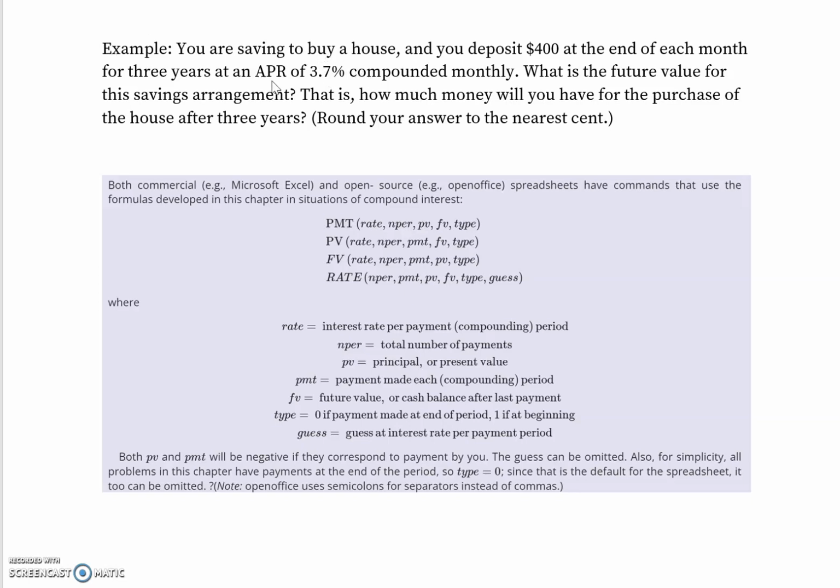Okay, so in this example, we're saving to buy a house. We're going to deposit $400 at the end of each month for 3 years at an APR of 3.7% compounded monthly. One thing we know is a lot of these pieces are like what we've seen before. So we could say monthly; this is telling us M equals 12. Our regular deposits, this is PMT, the payment amount, is 400. Again, I'm just using some of the lingo in Excel, even though you've got that already there for you. Our T value is going to be 3.